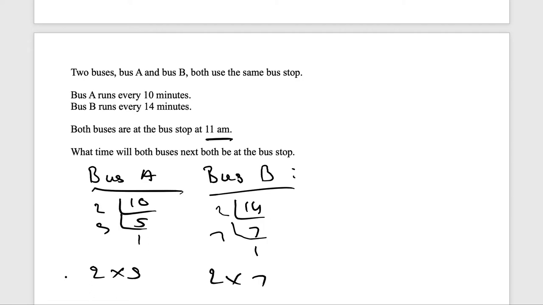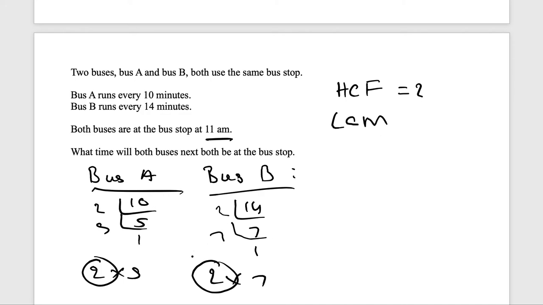Let's work out the highest common factor. We only have 2 in each of them, so the highest common factor is going to be 2. So the HCF is going to be 2. So the LCM is going to be 2 multiplied by 5 multiplied by 7. And that's going to give you an answer of 70. So your LCM is going to be 70. So the next time that they're going to meet together is going to be in 70 minutes.